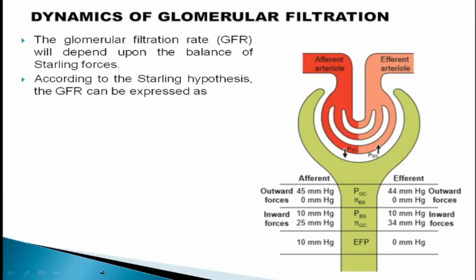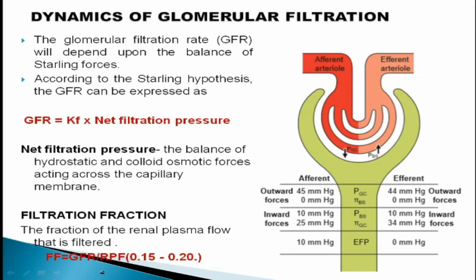And I hope you remember the Starling forces, which include the hydrostatic forces and the colloid forces acting across the glomerular filtration membrane. So you can see here in this diagram that the glomerular filtration membrane is acted upon by the hydrostatic pressure, outward pressures, and there are certain inward pressures. Outward forces will push the fluid out from the glomerulus into the Bowman space, and the inward forces will try to prevent the entry of fluid into the Bowman space. So this is the Bowman space.